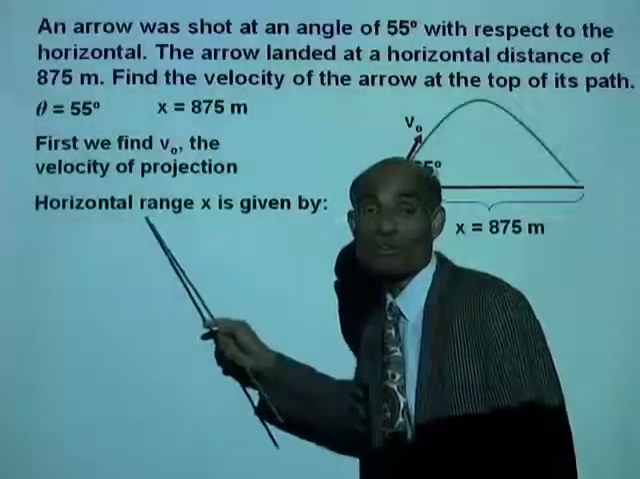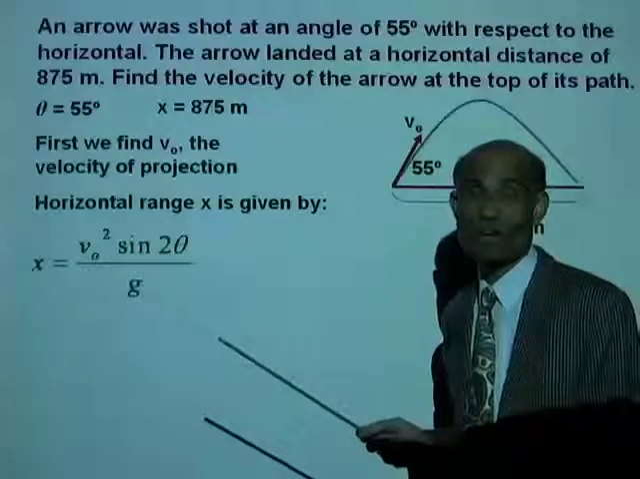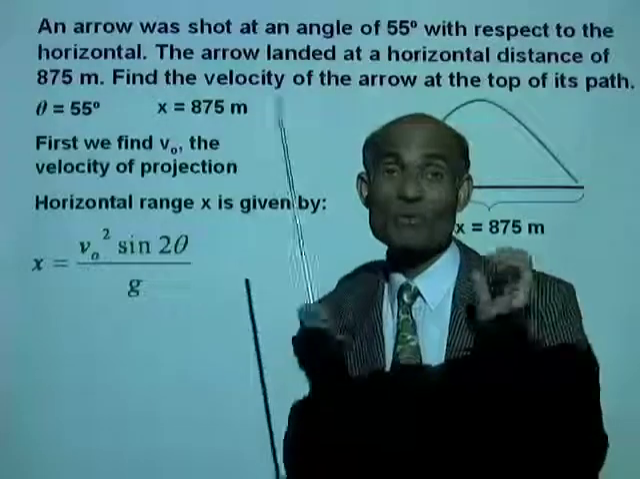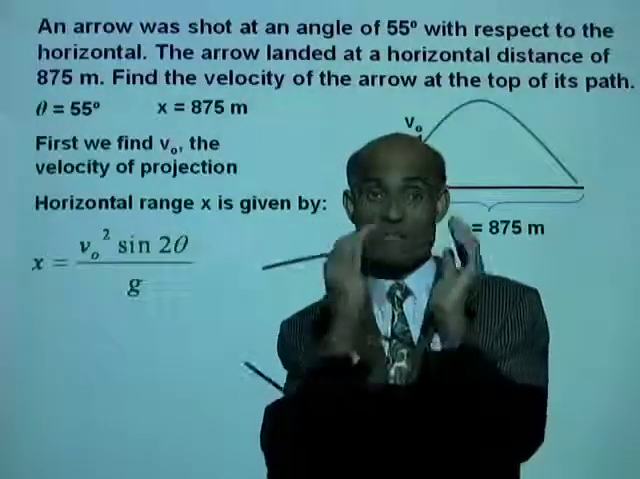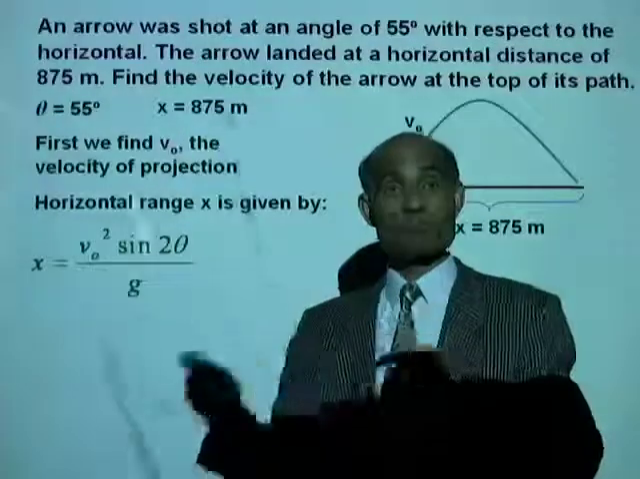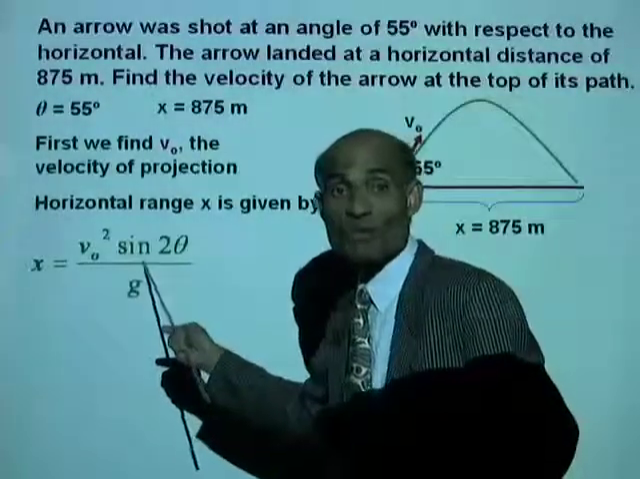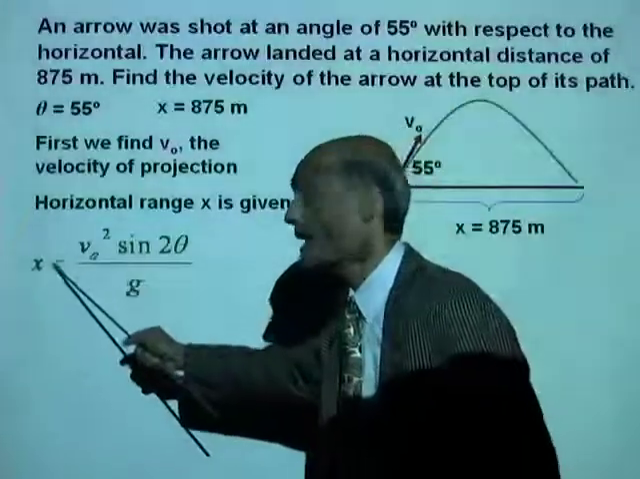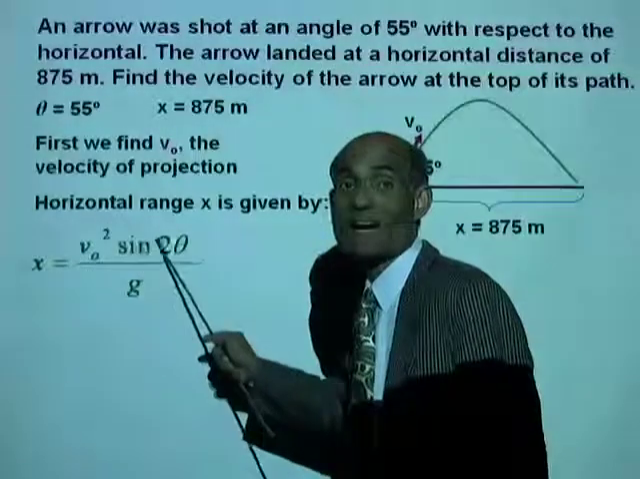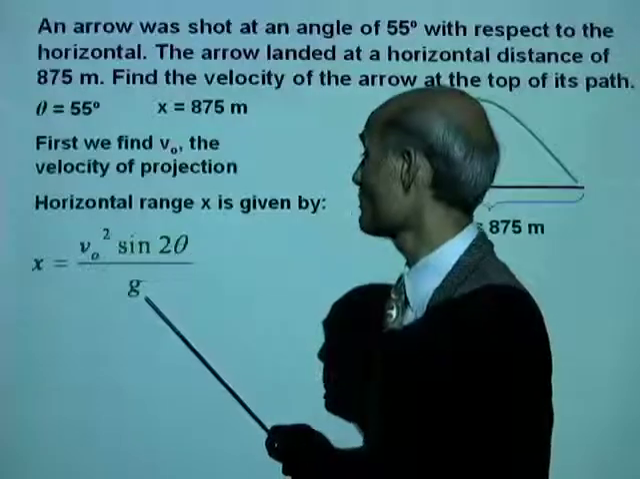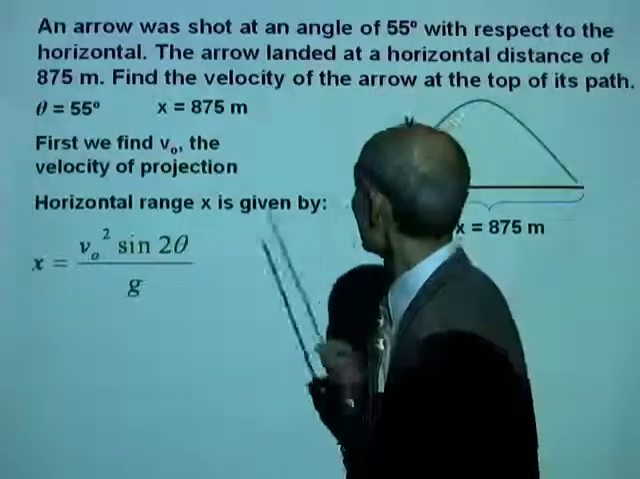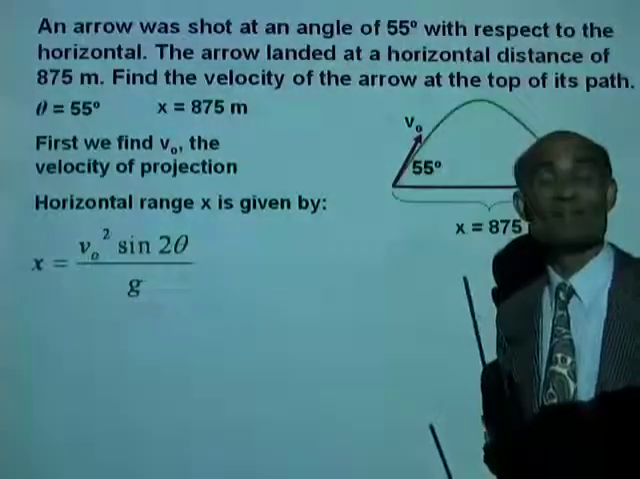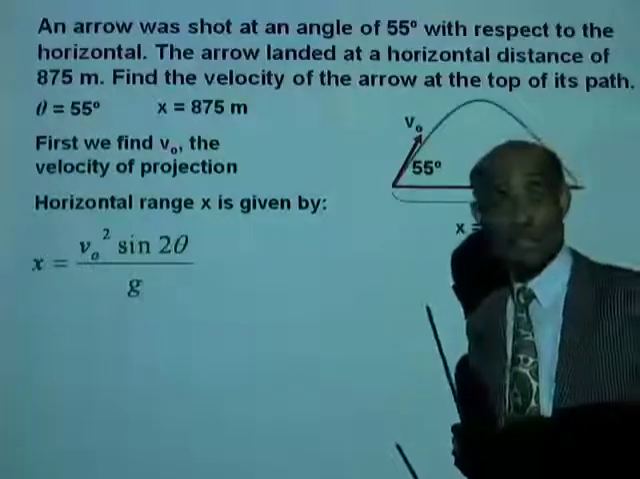And what is the horizontal range? What is the equation for the horizontal range? This is the equation we developed for the horizontal range. In other words, when you multiply the horizontal velocity with the time of flight and simplify it, this is the equation we arrived at. This is the equation for the horizontal range. X equal to V0 squared sine 2 theta over G. Well, we know theta, we know G, we know X. You see? And so, it's easy now.